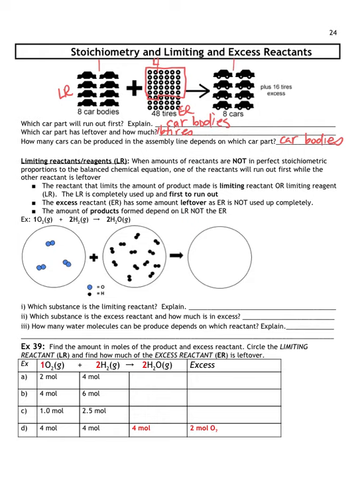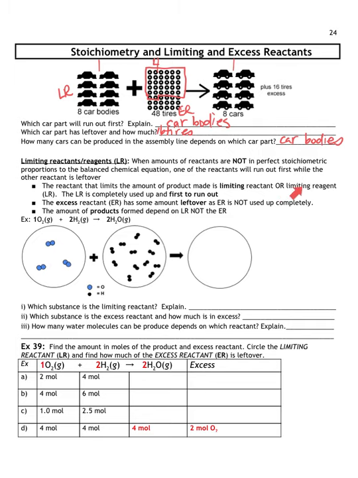So let's look at it in terms of chemistry. In chemistry, when amounts of reactants are not in perfect stoichiometric proportions to the balanced equation, one of the reactants will run out first, while the other is left over. The reactant that limits the amount of product made is called the limiting reactant, or limiting reagent, if you want to change it up. This is a very old way of naming it.